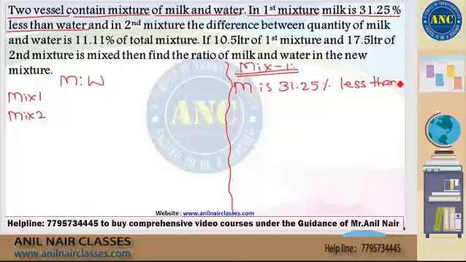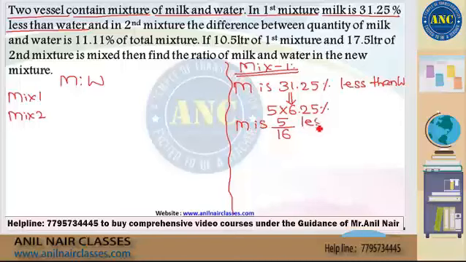That means, can I say that milk is 31.25%? 31.25, first of all, for your information, is 5 into 6.25%. 6.25, I taught you in my fraction to percentages, is 1 by 16. 5 into 1 by 16 is 5 by 16. That means milk is 5 by 16 less than water.